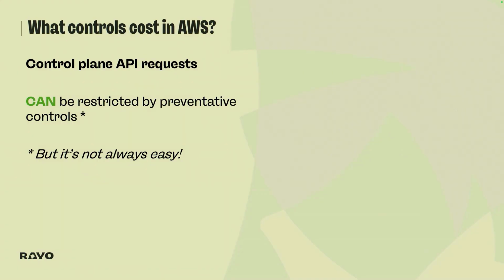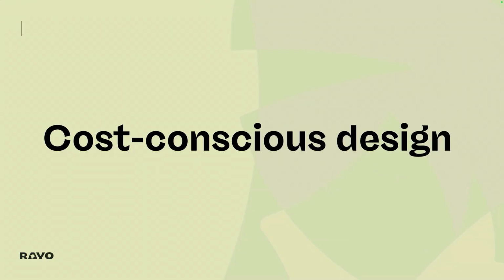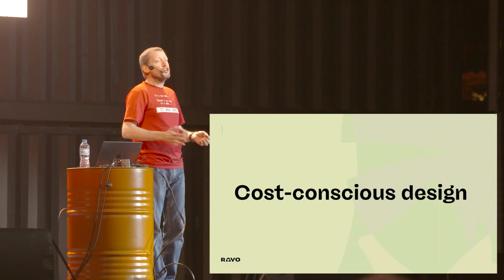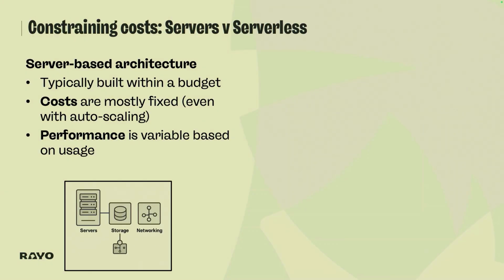But more importantly, how do you control these costs? You can control plane API requests with preventative controls, and we'll talk a little bit about that in a minute. Not always easy, but it's doable. Data plane activity is really difficult to control from AWS using its built-in capabilities. There are some services that help, but in general, it's the key challenge that customers come across when working with AWS. And so that leads into the concept of cost-conscious design. What do I mean by that? It's effectively how you think about building things in the cloud cost-effectively.